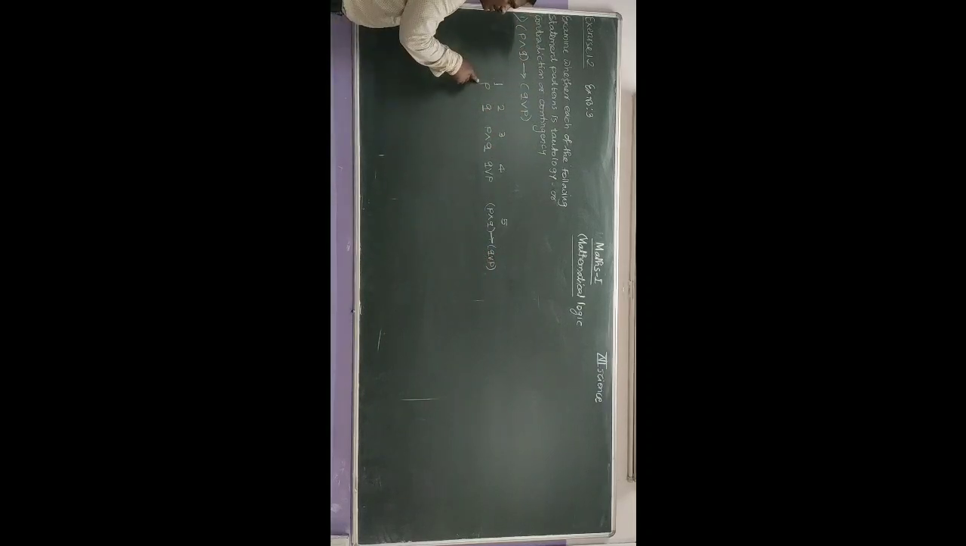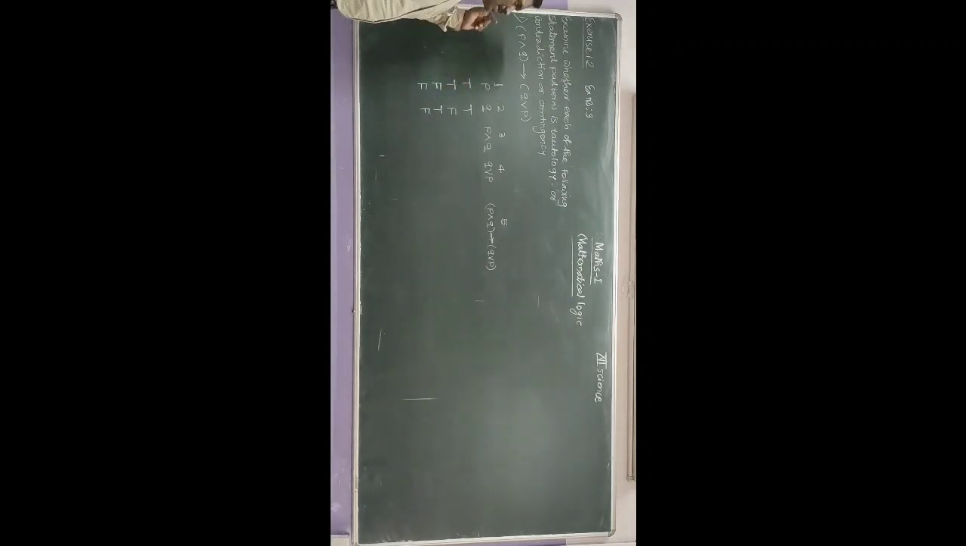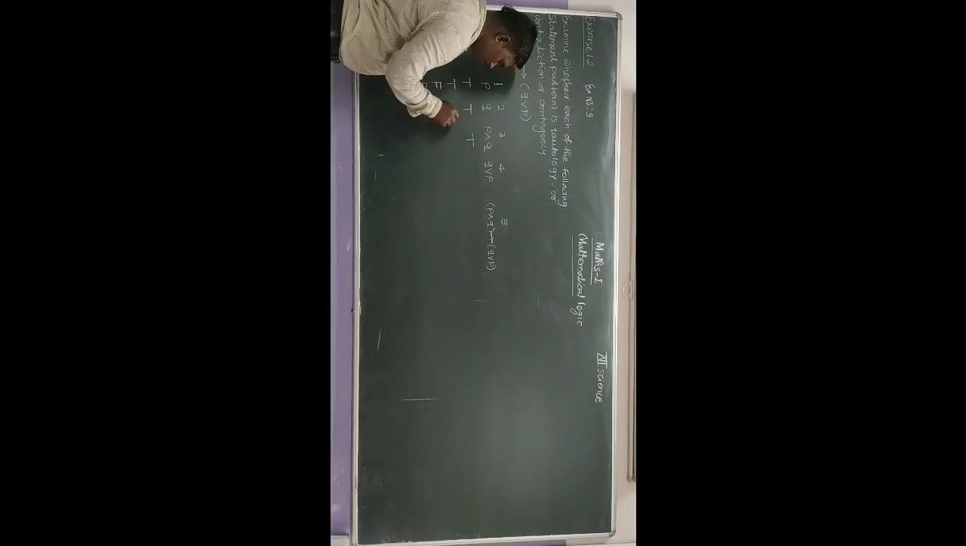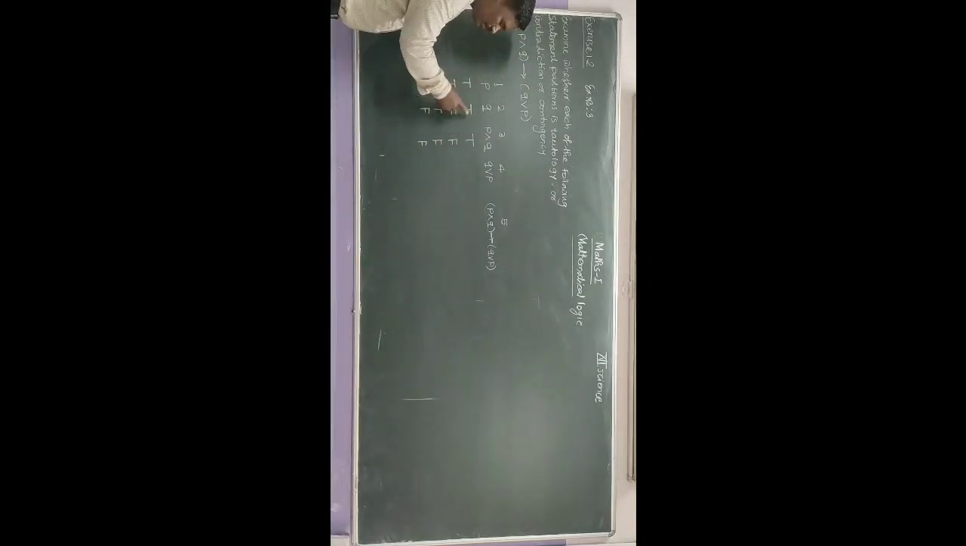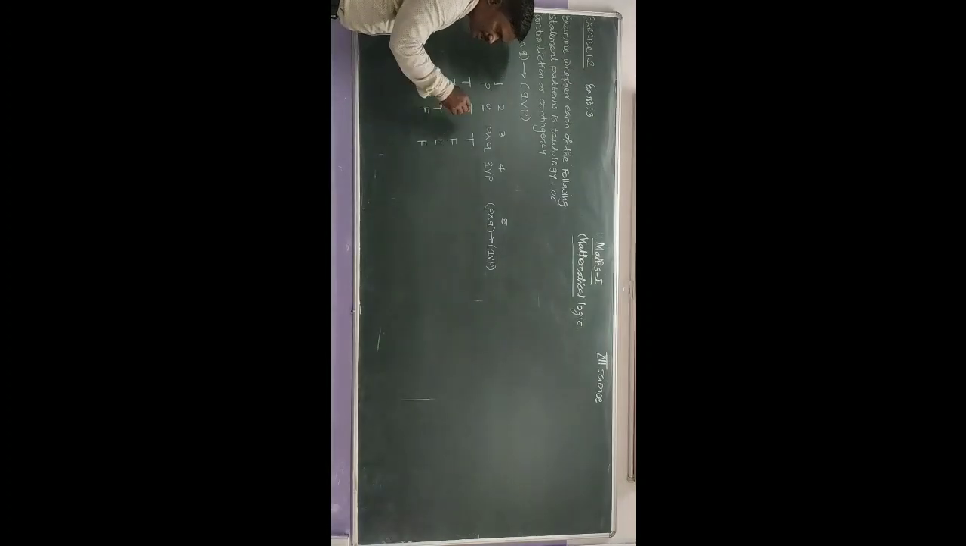The possible truth values for P are true, true, false, false. Next, Q is written alternately: true, false, true, false. Then P ∧ Q. We know the definition of conjunction: if both simple statements are true, then the conjunction is true; in all other cases, it is false. Therefore, true ∧ true is true, true ∧ false is false, false ∧ true is false, and false ∧ false is false.